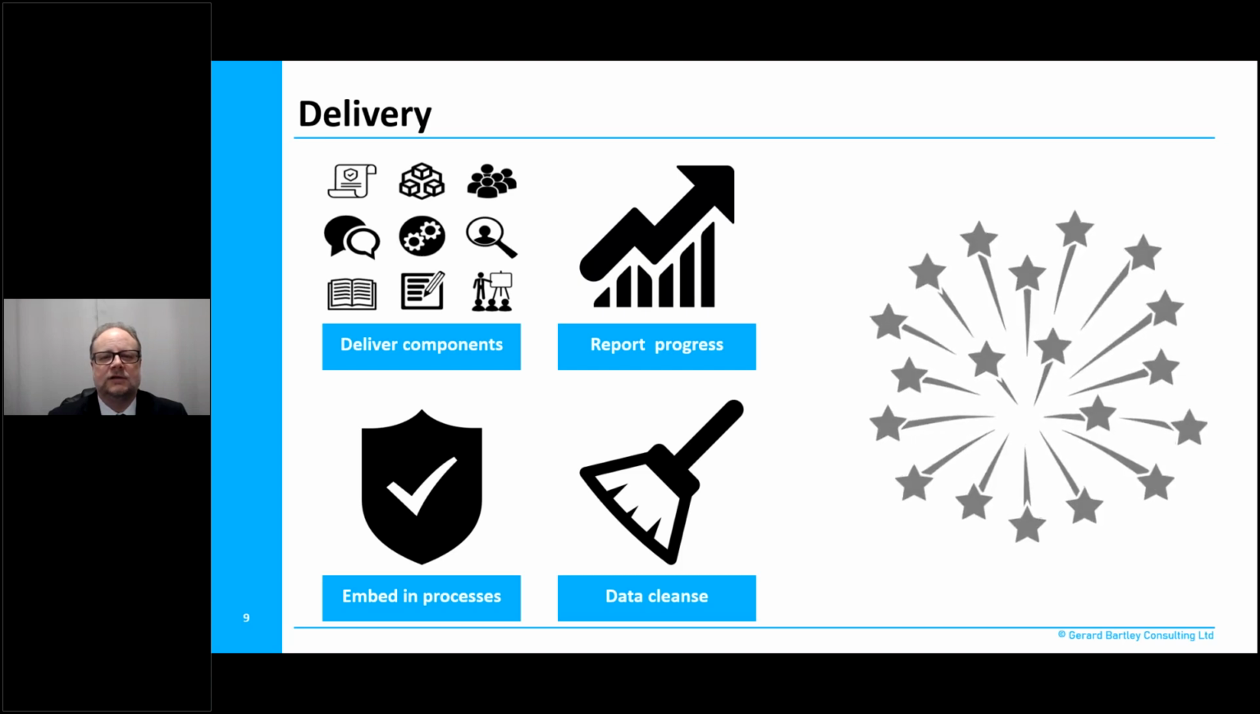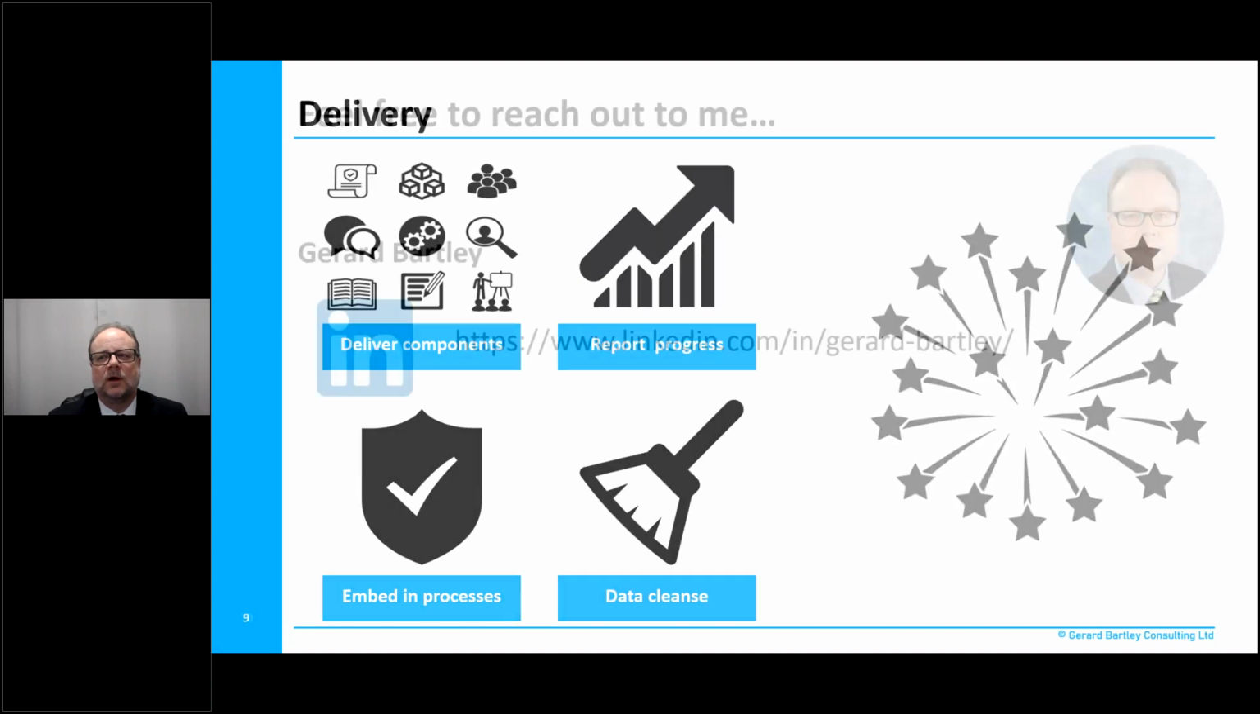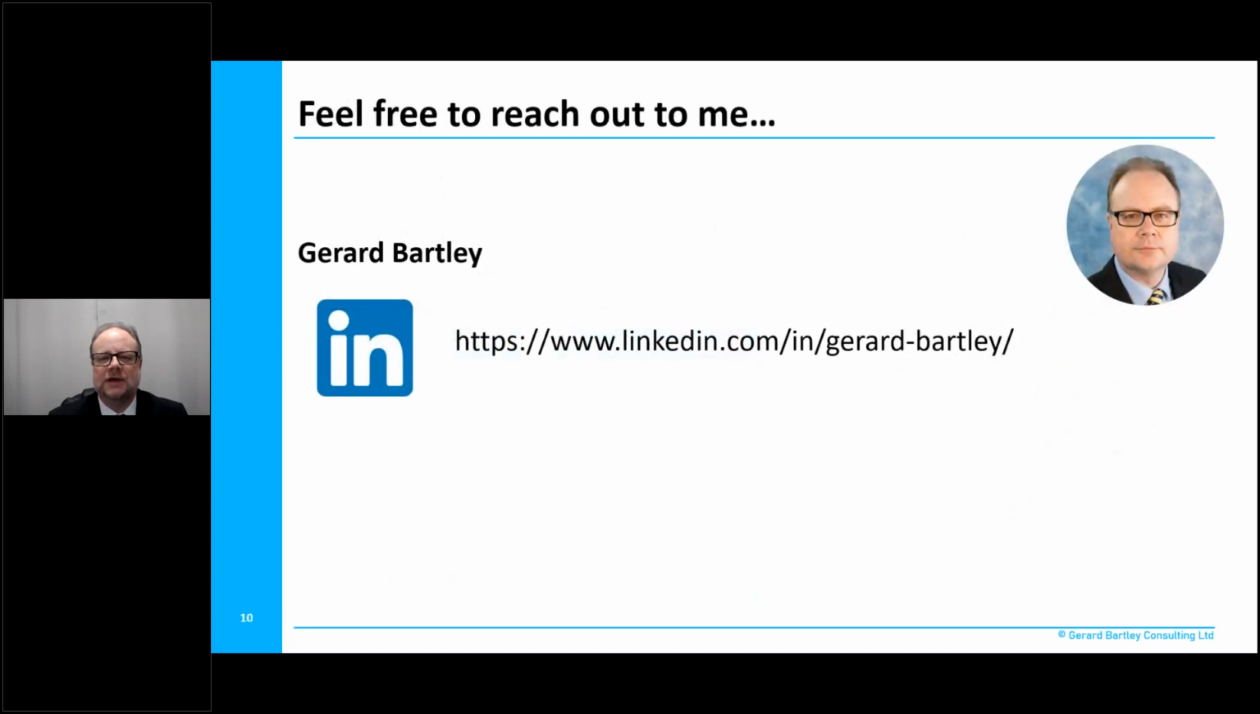Finally, and obviously, you need to cleanse your data that is now governed, but also plan to keep cleansing it on a regular basis. Okay, so that was a very, very quick and fast overview of how to plan an effective data governance program. The key messages are: plan in detail, be realistic, and get as much support as you can.